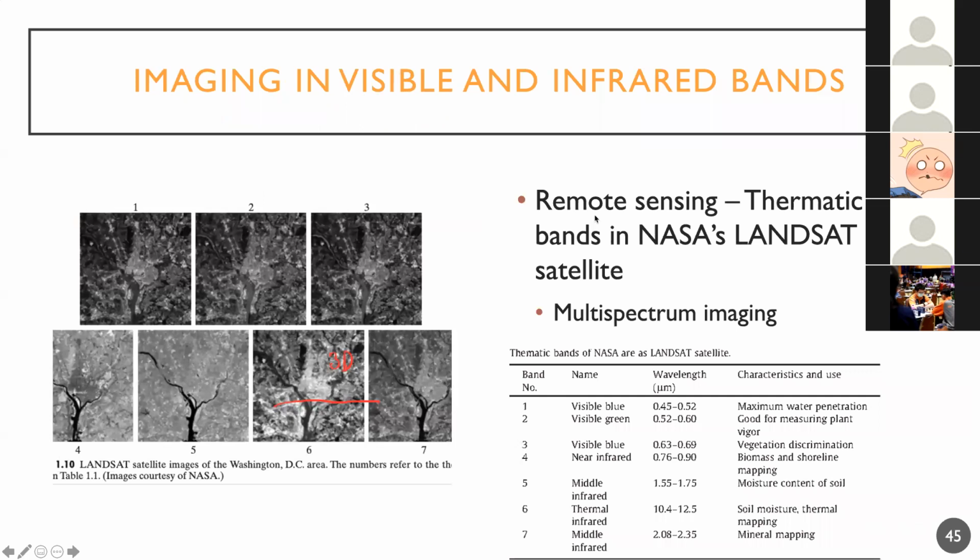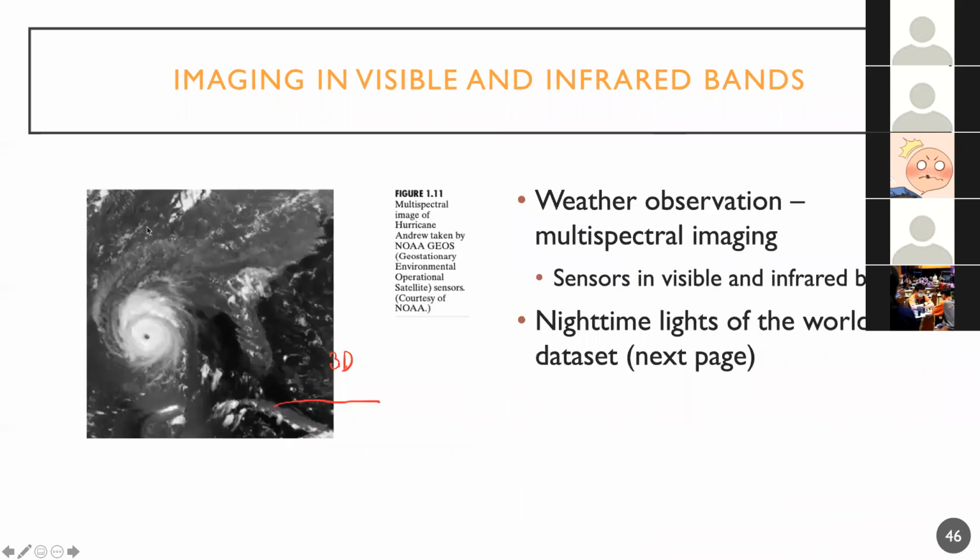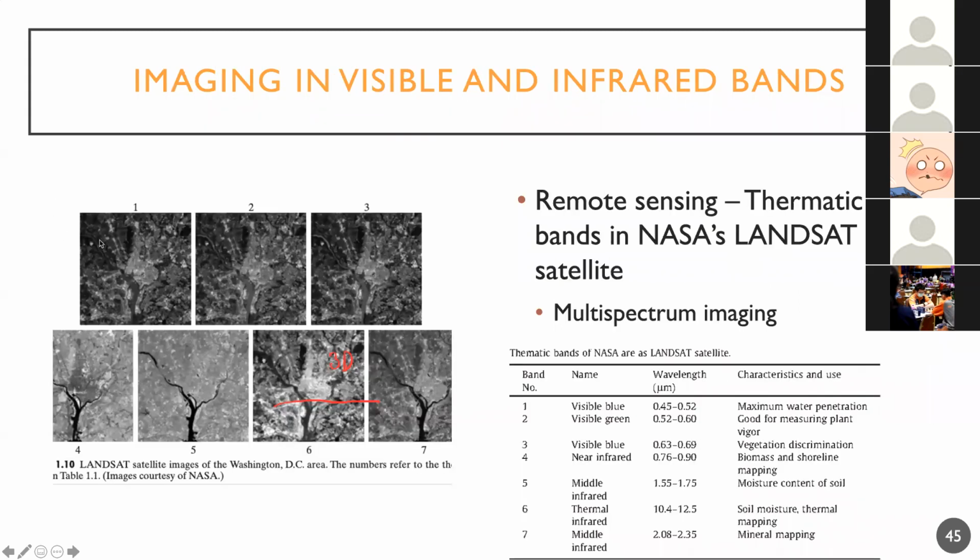They also use the visible and infrared bands for remote sensing as well. This is an image from NASA's Landsat satellite. They have divided the band into seven different bands, and each band has different penetration properties. So it will be able to tell you what characteristic you will find in the image. For example, band number 1 is this picture, which will show the water penetration.